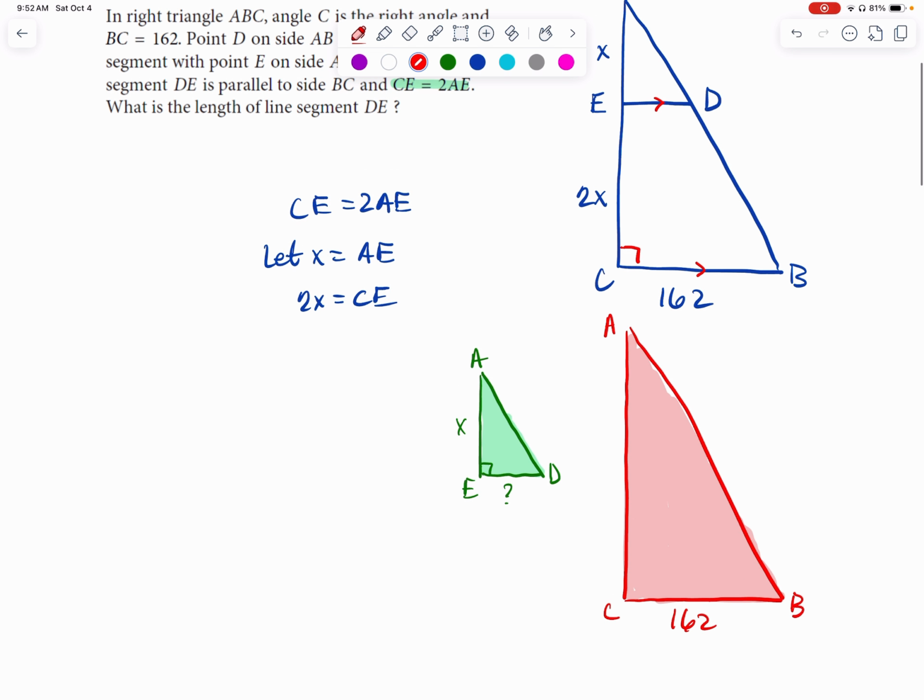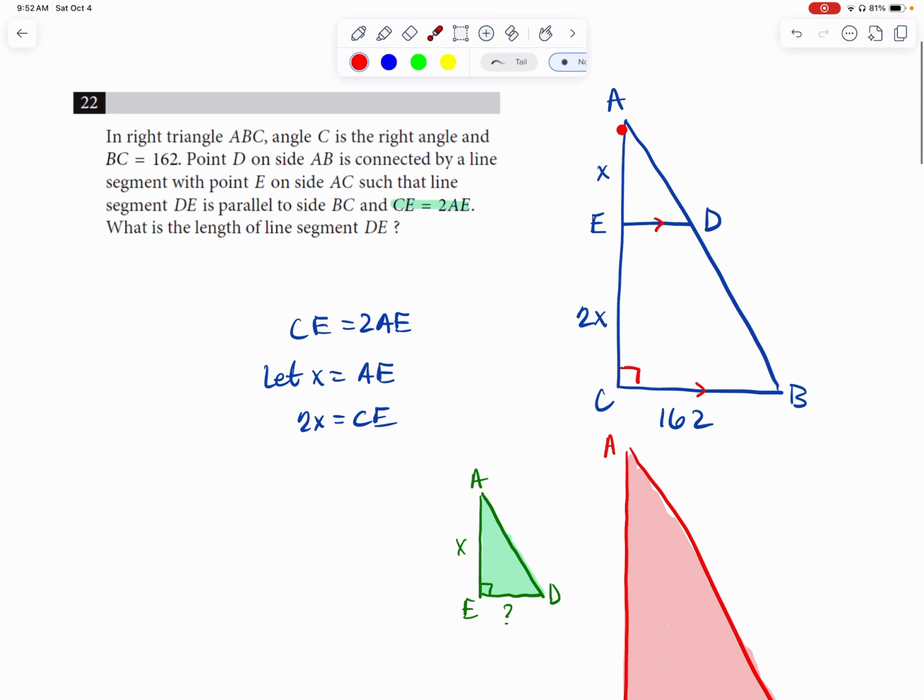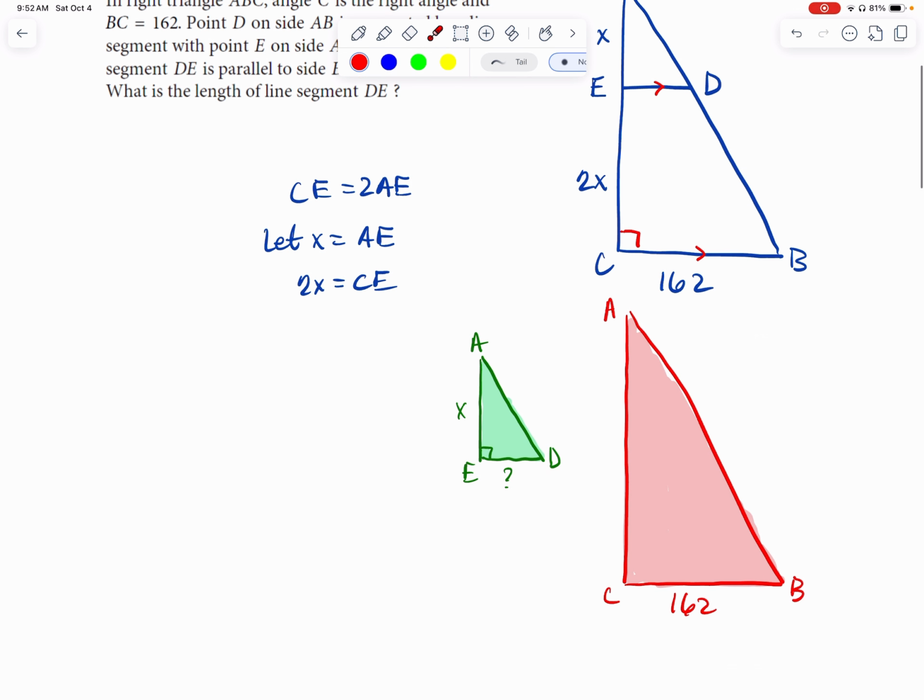And then here's the important bit. AC, this is the whole thing here, this AC. AC is this x plus the 2x, meaning that AC, the whole thing, is actually 3x. Okay, and now here's the next part of this.